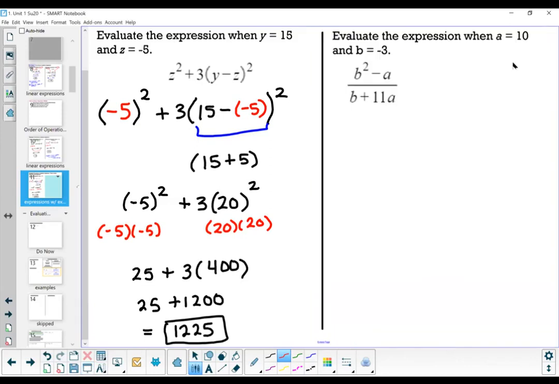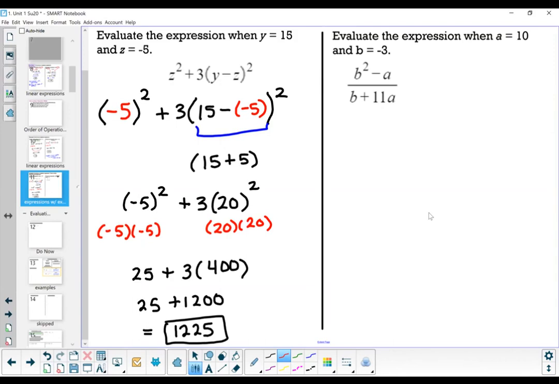All right, so let's look at this one. All right, so here's our expression. In our numerator, we have b squared minus a. And then in our denominator, we have b plus 11a.